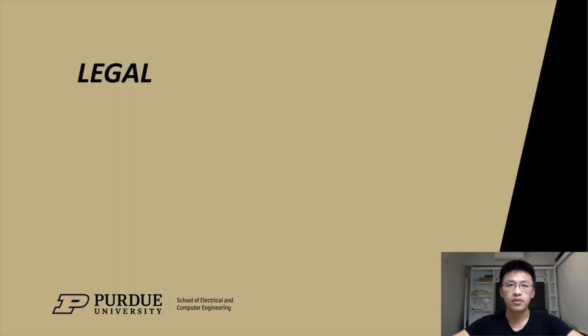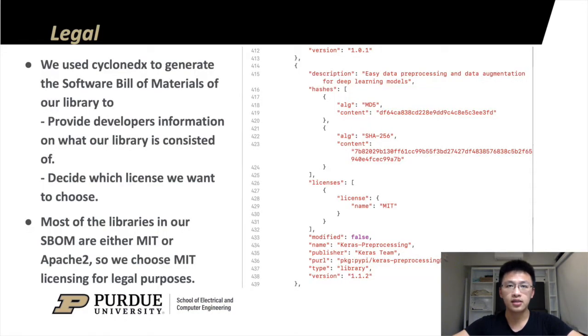For licensing, we first use CycloneDX to generate the software bill of materials, SBOM, of our library for two reasons. Firstly, we want to make our library totally transparent by providing the information of what our library consists of. Users could examine the software bill of materials to ensure that the libraries we included and their root libraries are all secure and could meet their requirements.